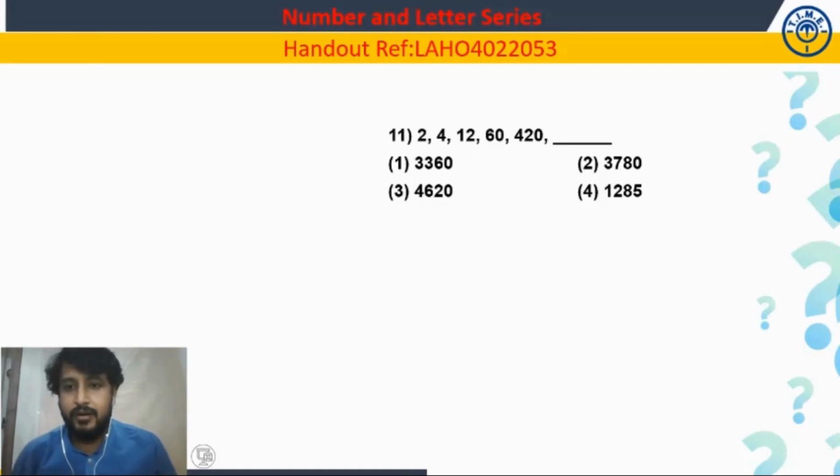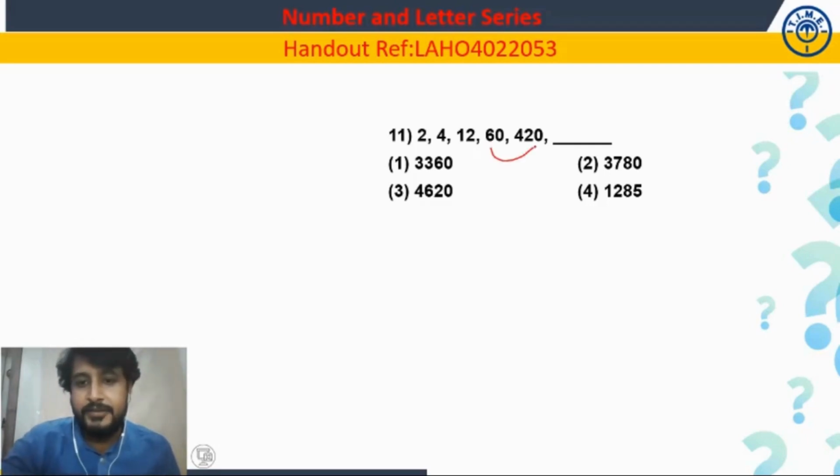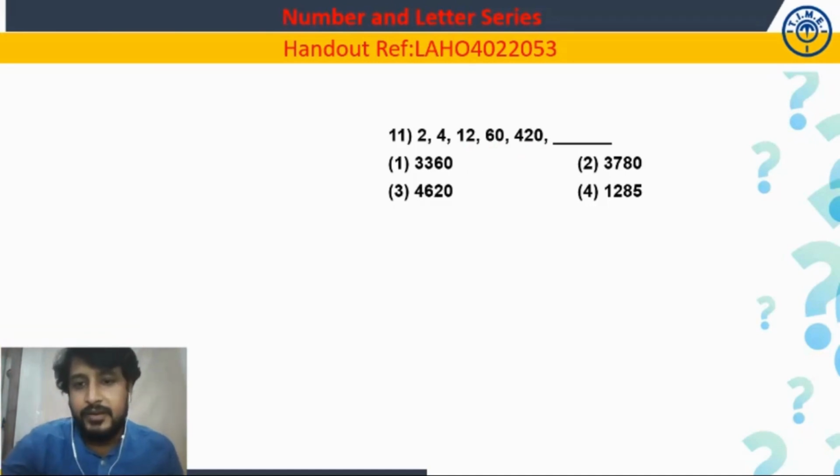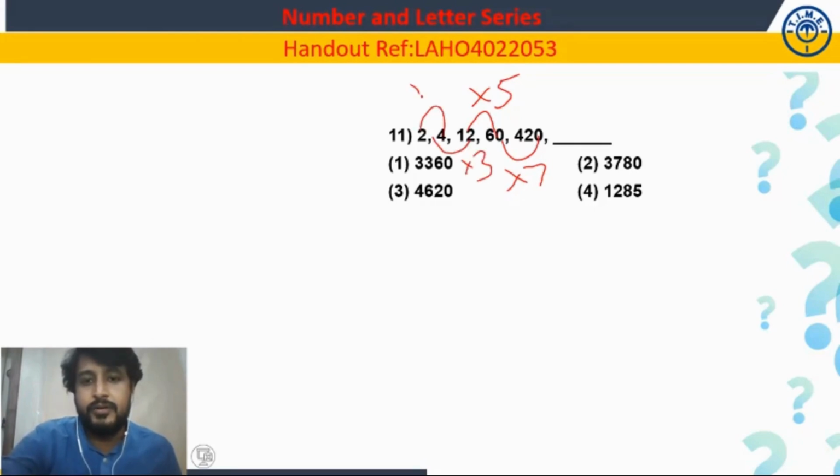You must have understood how to identify increasing slowly and increasing rapidly: small jump and big jump. 60 to 420 is a big jump, 12 and 60 a big jump. So it is increasing rapidly. Increasing rapidly, which logic will we apply? Product logic. 60 to 420 maximum how many times? 7 times. 12 and 60, 5 times, 12 into 5 is 60. 4 and 12, 3 times. 2 and 4, 2 times.